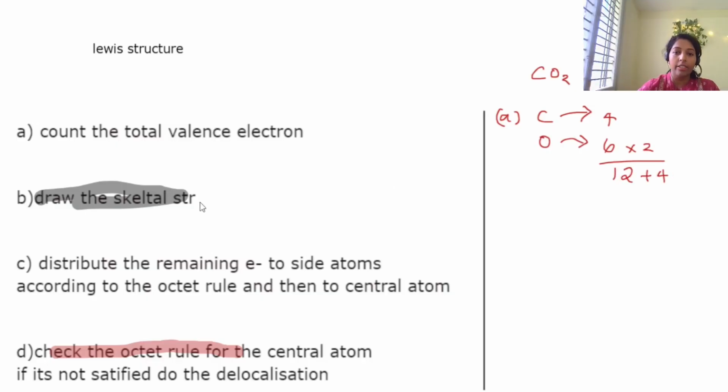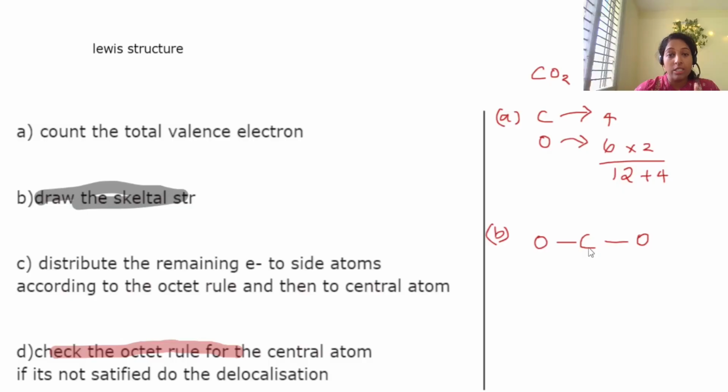Okay, and then the second step, draw the skeleton structure. Skeleton structure means that a CO2 molecule exists, which means at least one bond is there between carbon and oxygen. We don't know whether it is a single bond, double bond or triple bond, but at least one bond is there. Then only an entity like CO2 exists.